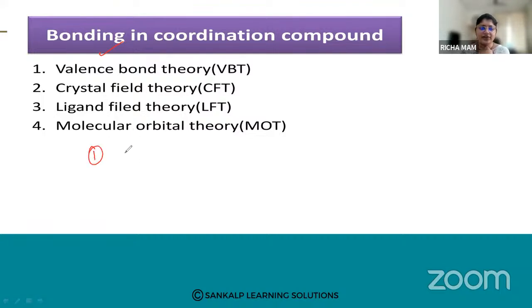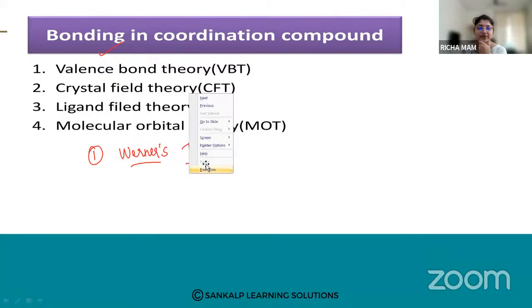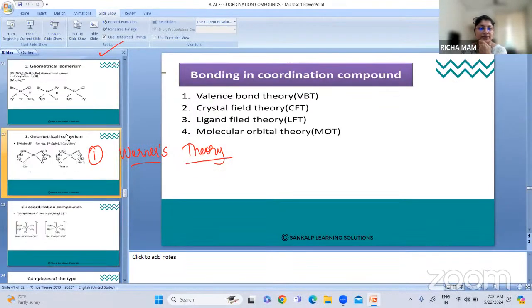The first theory which we are going to discuss is Werner's theory. Apart from valence bond theory, crystal field theory, and molecular orbital theory, we are going to discuss Werner's theory first. So let us go for Werner's theory first, and then we will discuss VBT and all.